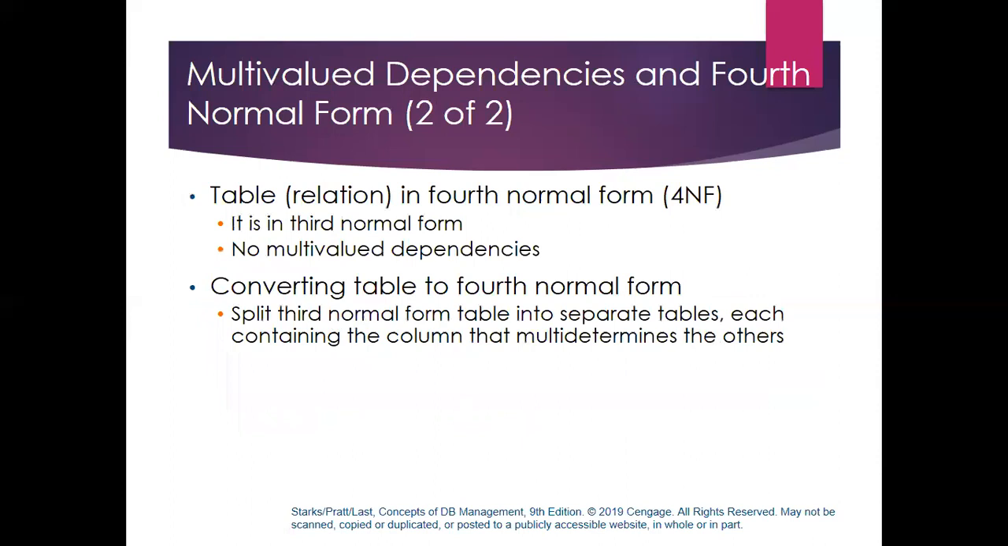A table is in fourth normal form when it is in third normal form and there are no multi-valued dependencies. To convert a table to fourth normal form, split the third normal form table into separate tables, each containing the column that multi-determines the others.